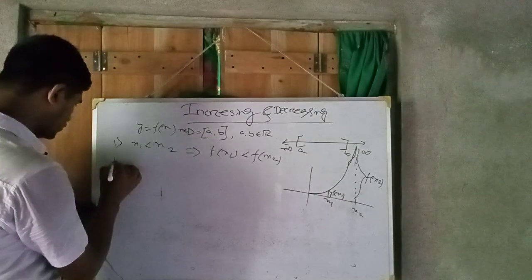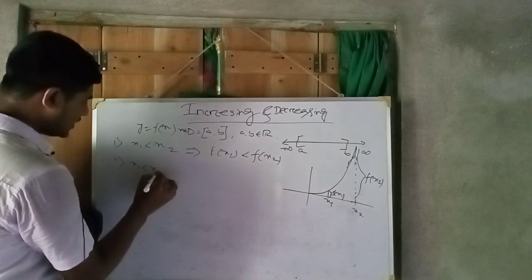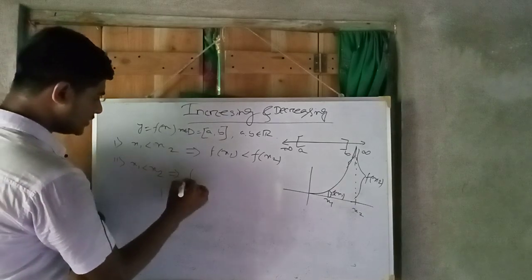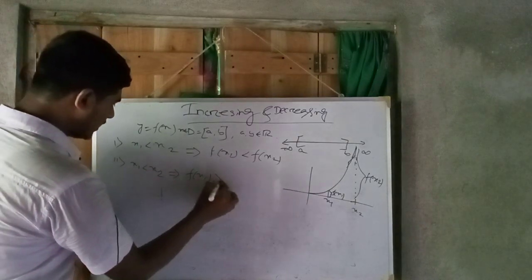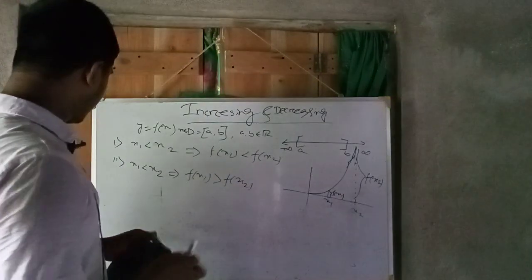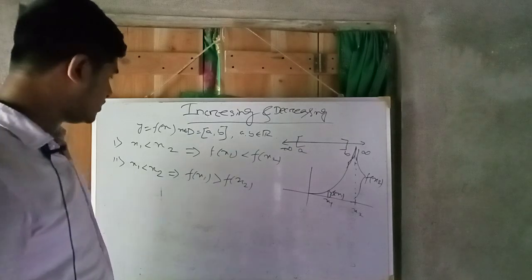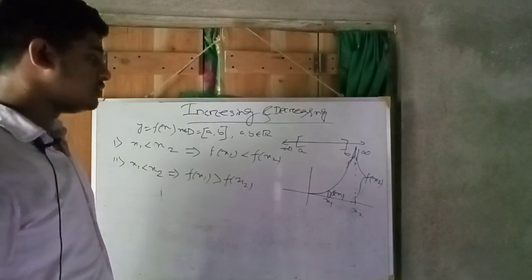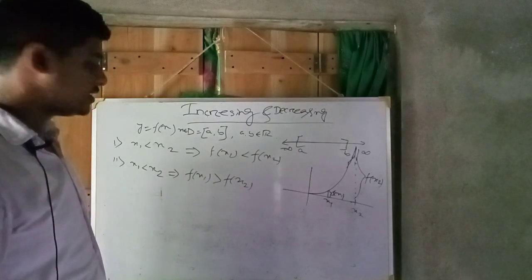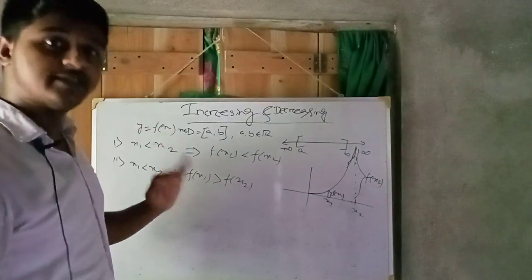Number 2: when x1 less than x2 implies f(x1) greater than f(x2). Mind that x1 less than x2 implies f(x1) greater than f(x2). In this situation, we have the result that f(x), or y equals f(x), is a decreasing function.